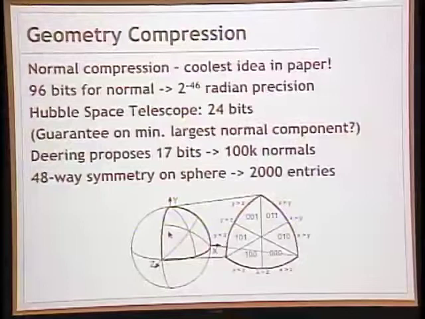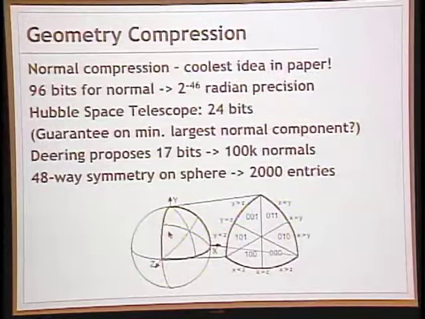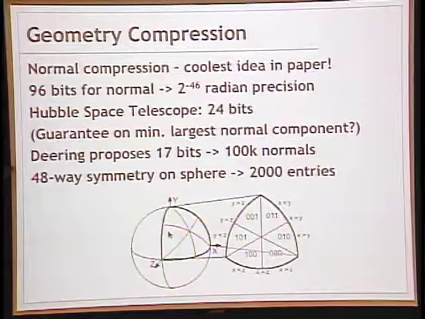Okay, that means we have 96 bits for the normal, and basically that means that we have precision to an enormously small angle. We have way more precision than we need. All the Hubble Space Telescope needs is 24 bits of precision to go anywhere in the galaxy or universe, whereas here we're using 96 bits. Okay, so we don't need all those bits. Okay, cool. So we said, I think we can get away with 17 bits. That's going to give us 100,000 different normals that we can use.